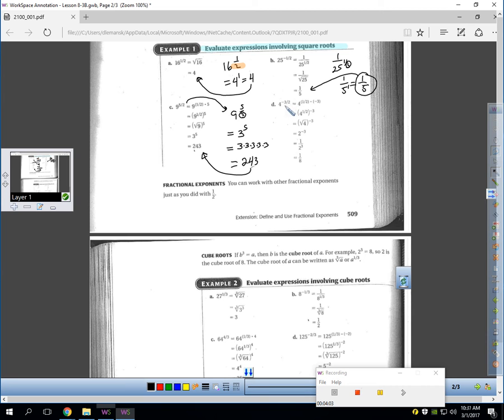Same thing here. 4 to the negative 3/2 power. The negative means move 4 to the denominator and 3/2 power it there. Now, the square root of 4 is 2, but I still have the 3rd power. 2 to the 3rd power is 8. I get 1/8. So those would be some examples of working with square roots.